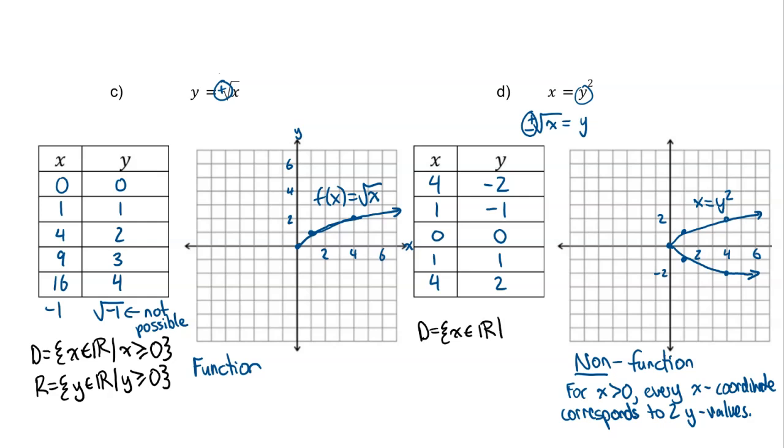So the domain is x is a set of all real numbers, and you can see that x has to be greater than or equal to 0. And the range has no restrictions. It's going to go up forever and down forever as well.